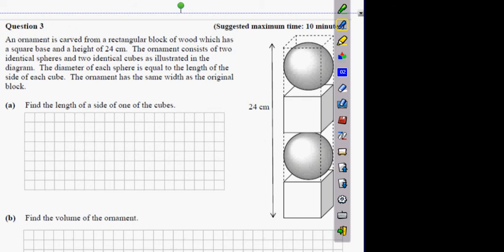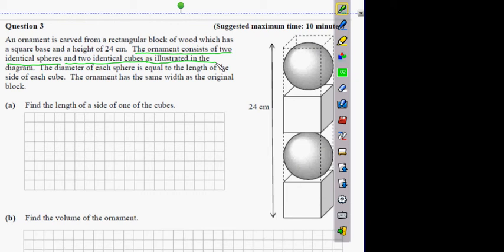Okay. An ornament is carved from a rectangular block of wood which has a square base and a height of 24 centimeters. The ornament consists of 2 identical... Like guys, the description. I was getting a lot of questions on this. Read the description. The ornament consists of 2 identical spheres and 2 identical cubes, as illustrated. People kept asking what the ornament is. It's a cube, a sphere, a cube, and a sphere. Everybody got that? Those lines there.